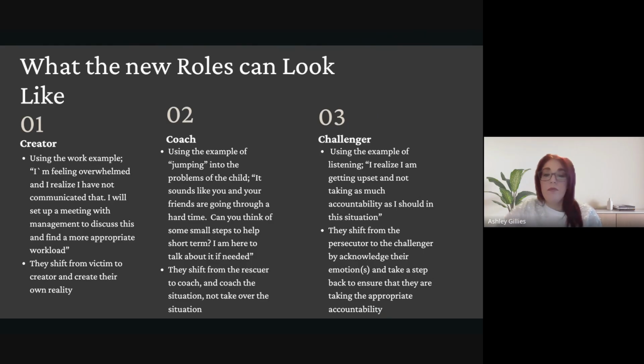The coach, using the example of kind of jumping into the problems of the child. It sounds like you and your friends are going through a hard time. Can you think of some small steps to help short term? I am here to talk about it if it's needed. They shift from the rescuer to the coach and they coach the situation. They don't take over the situation. Okay. Like, I understand you and your friends are having a fight.